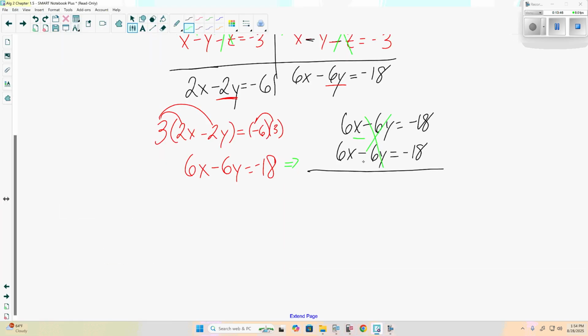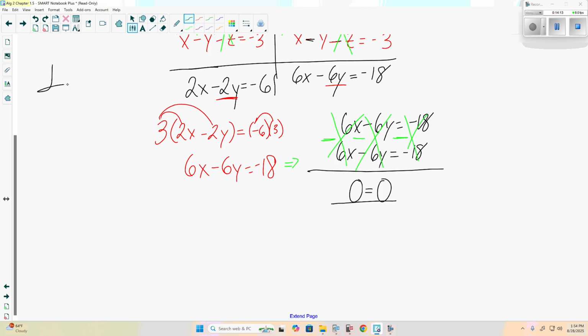So we've got to subtract all the way across, yes? What's 6x minus 6x? Well, that's not looking good because the whole left side became 0, yes? Let's check the right side before we call it no solution. Negative 18 minus negative 18. Is this a true statement?